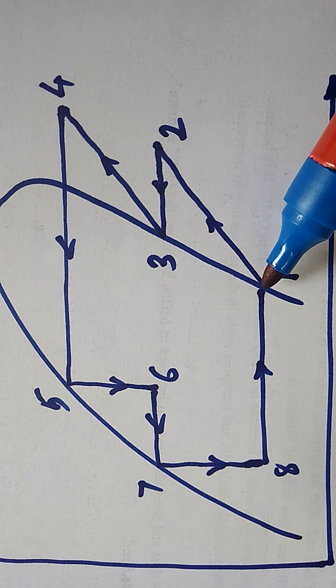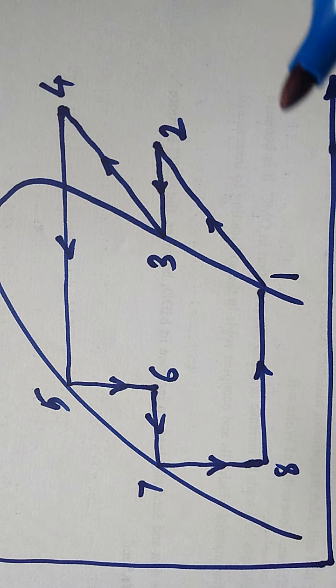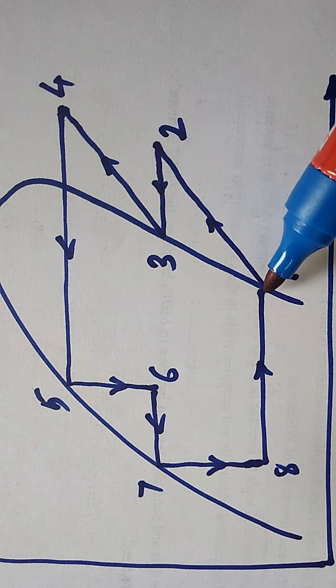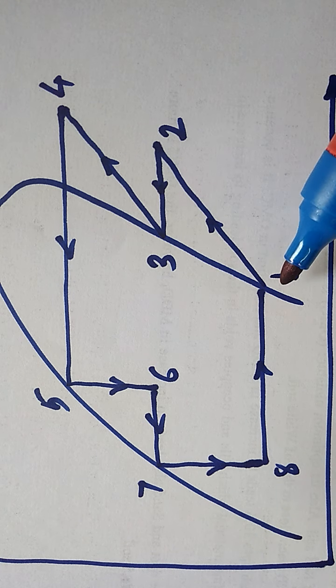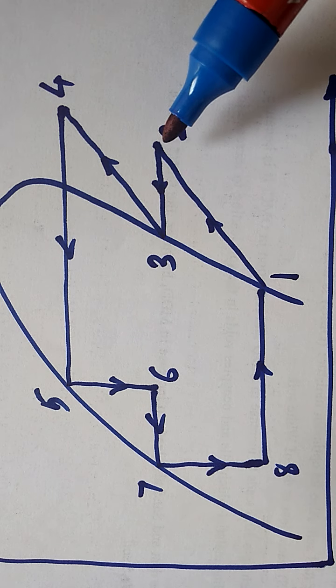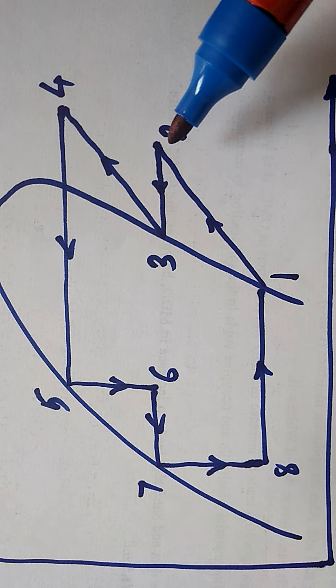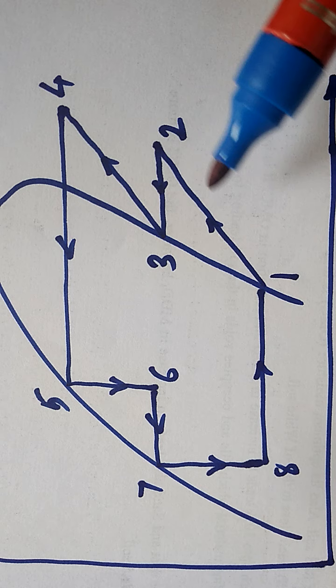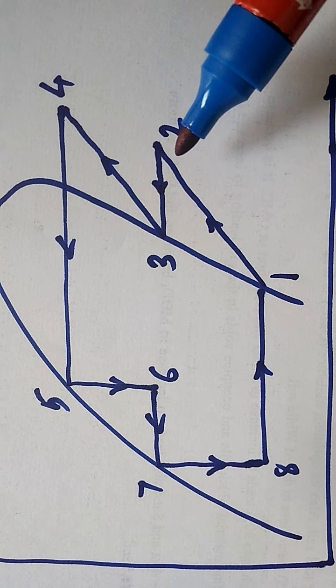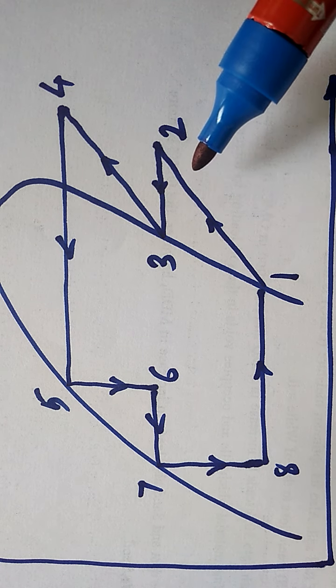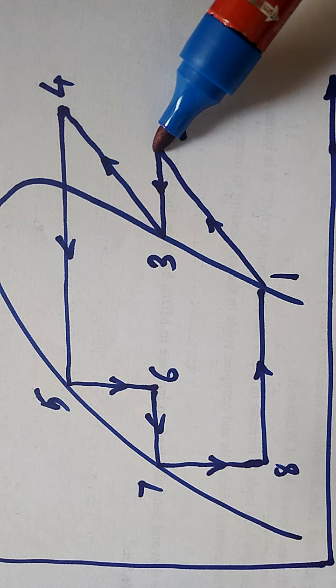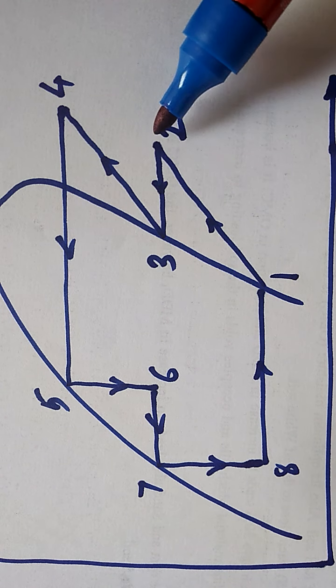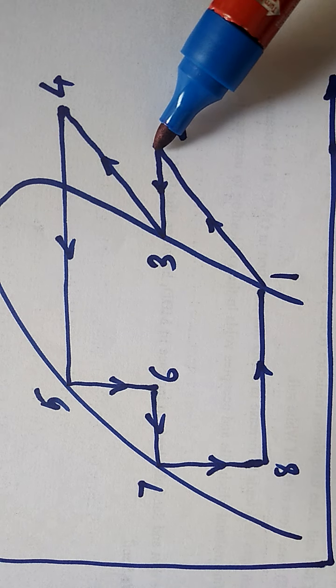A vapor refrigerant, dry saturated vapor refrigerant, enters the low pressure compressor at state 1 and it is compressed to state 2. So process 1 to 2 is a low pressure compression process. In this process, enthalpy increases due to the compression. At the outlet of the compression, the high pressure and high temperature vapor will come out.